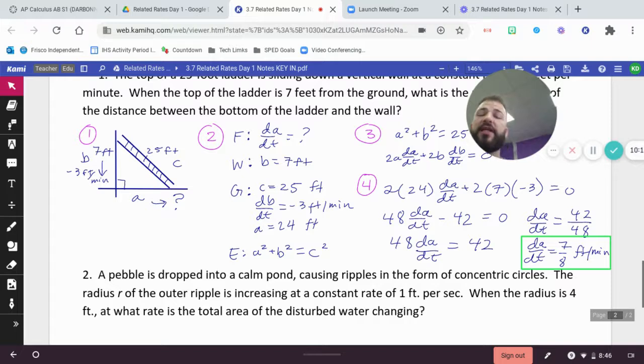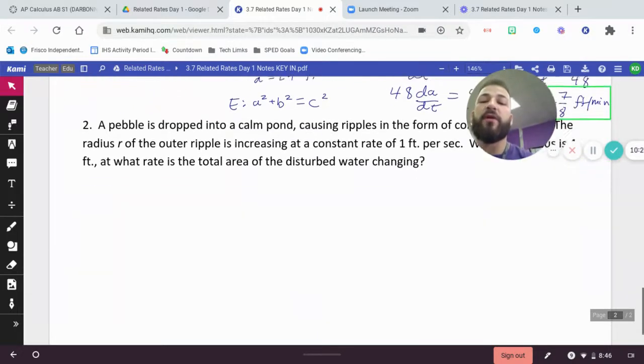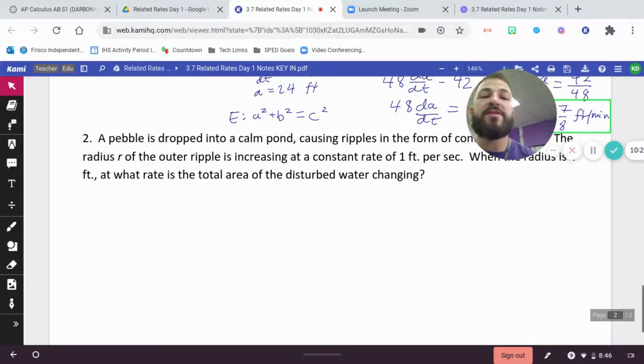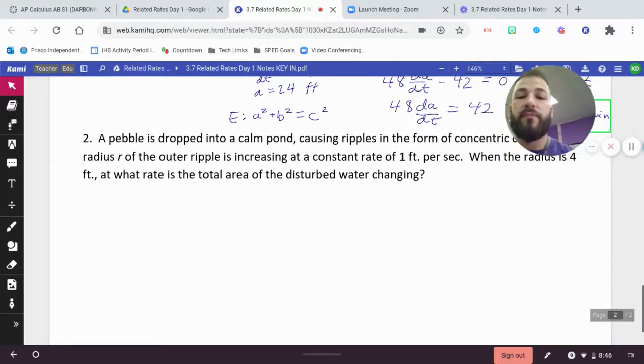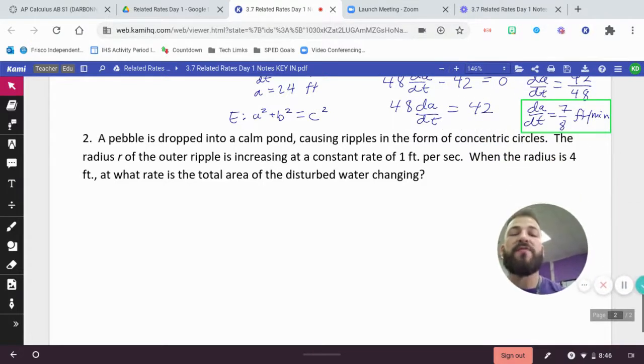These notes are getting long, so we're going to do one more. I don't want to keep y'all here forever, but a pebble is dropped into a calm pond, causing ripples in the form of concentric circles. The radius r of the outer ripple is increasing at a constant rate of 1 feet per second. When the radius is 4 feet, at what rate is the total area of the disturbed water changing?